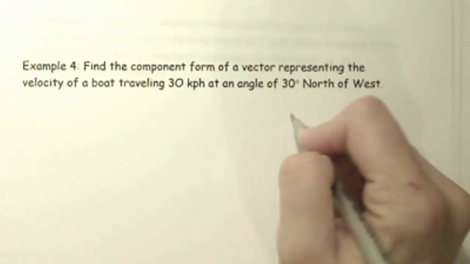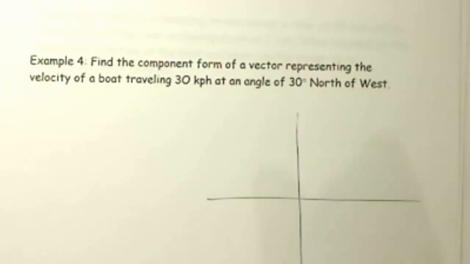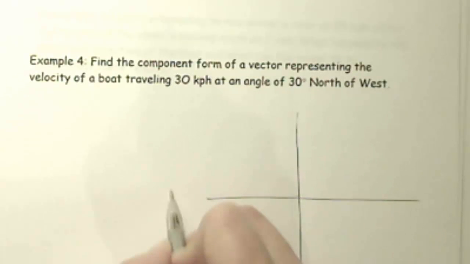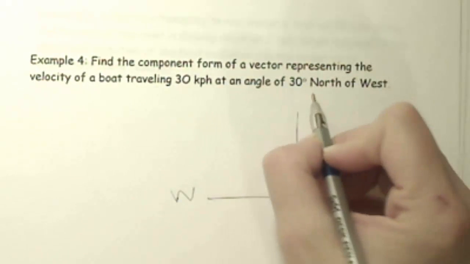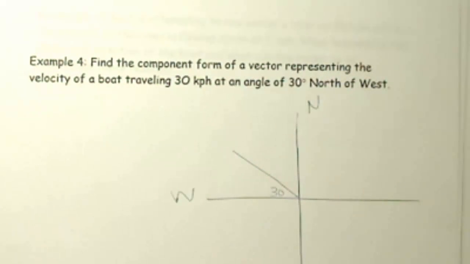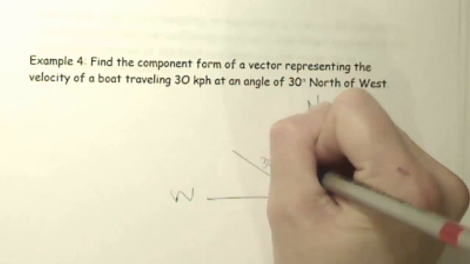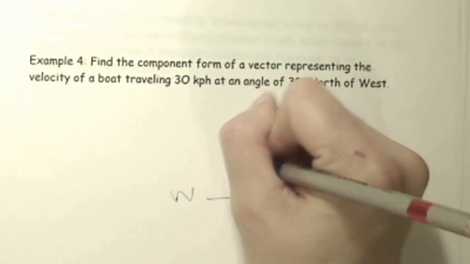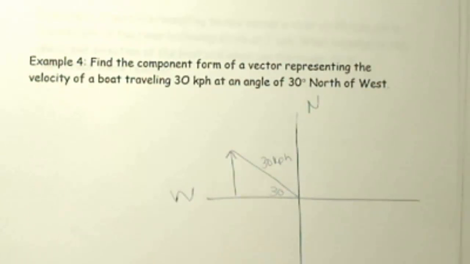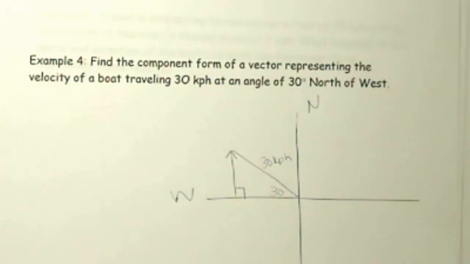We have another special right triangle situation that we can use. So if we're going north of west, that means if we start out going west, we go 30 degrees north of that. So that means our vector is essentially at 150 degrees. It could be worded that way. So the boat is traveling 30 kph. I would encourage you to find the component form of this vector on your own without me, and then come back and check it.